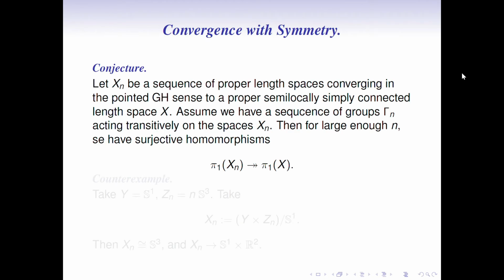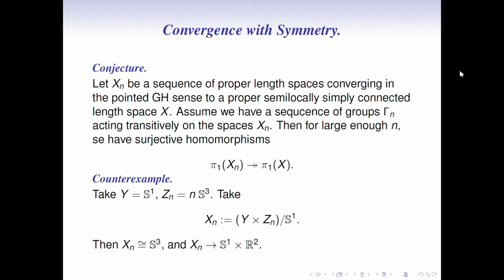With the example of the ellipsoids in mind, I thought that enough symmetry would force the lower semi-continuity of the fundamental group to hold, even in the non-compact case. Of course, I kept the semi-local simple connectedness hypothesis and conjectured the following. If we have a sequence X_n of proper length spaces converging in the pointed Gromov-Hausdorff sense to a proper length space X, which is semi-locally simply connected, and each X_n is homogeneous in the sense that there are groups Γ_n acting transitively by isometries on the spaces X_n, then the lower semi-continuity of the fundamental group would hold in the same sense as before.